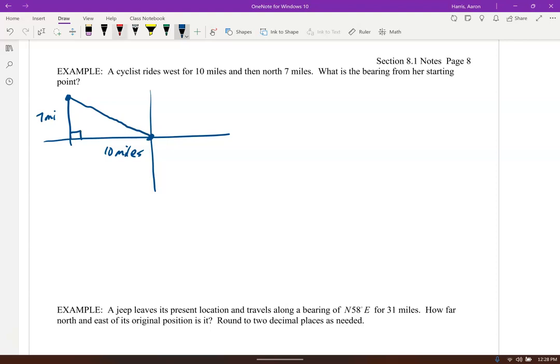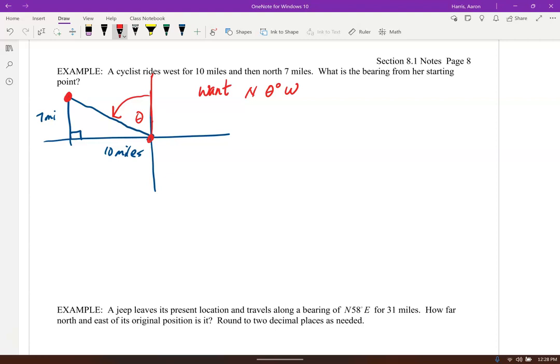So what we want is from here to there. What's the bearing? So north, such and such degrees, whatever that is, I'm going to call that theta. I want north, theta, in degrees west. That's what I want.